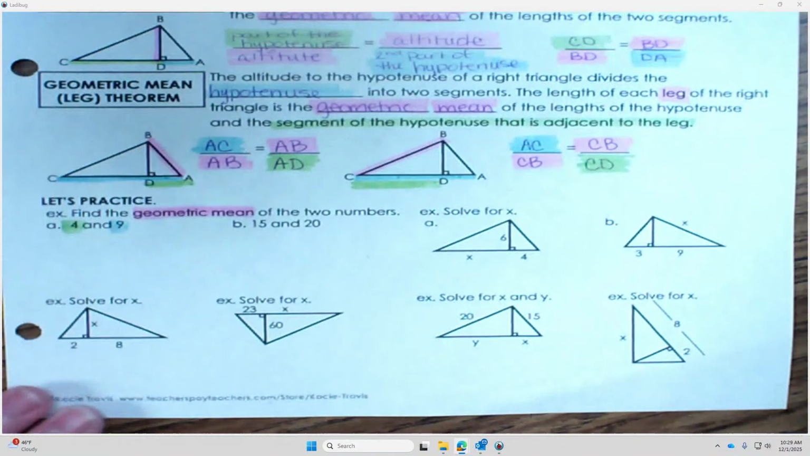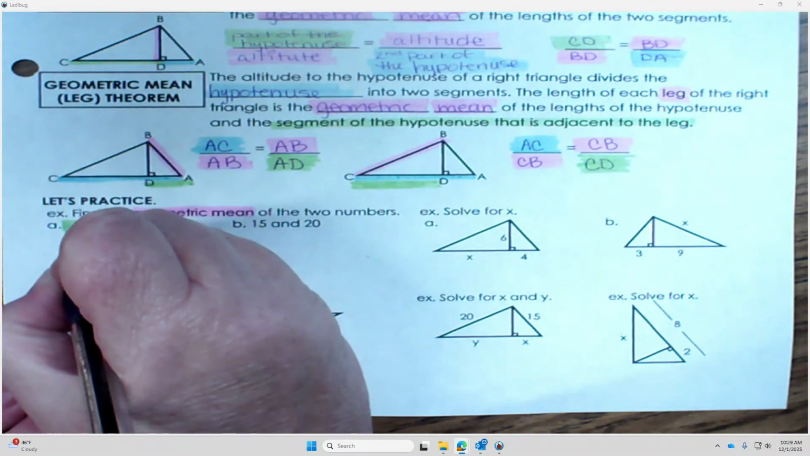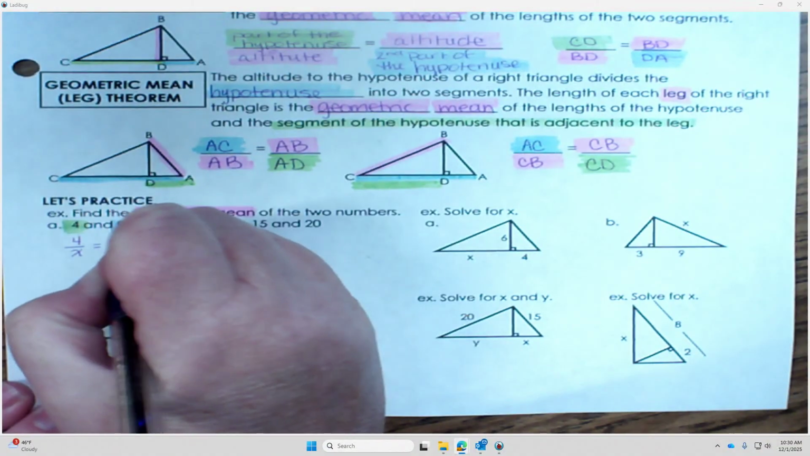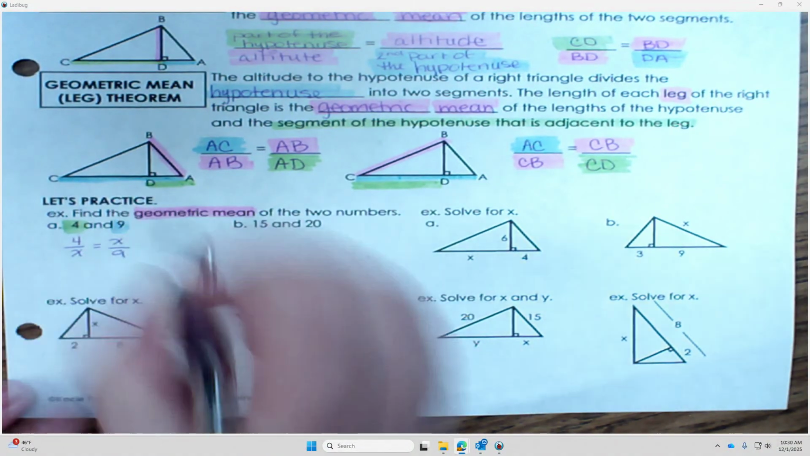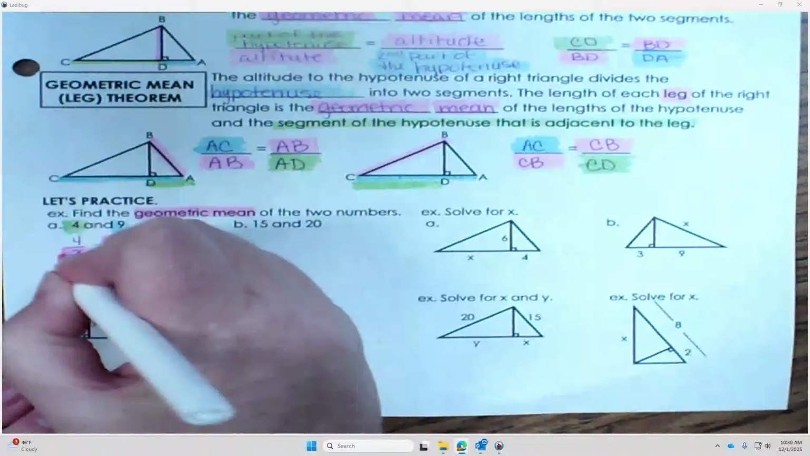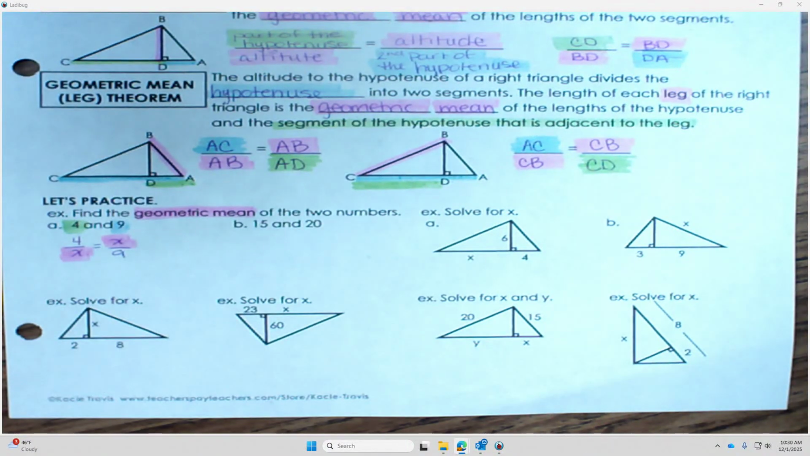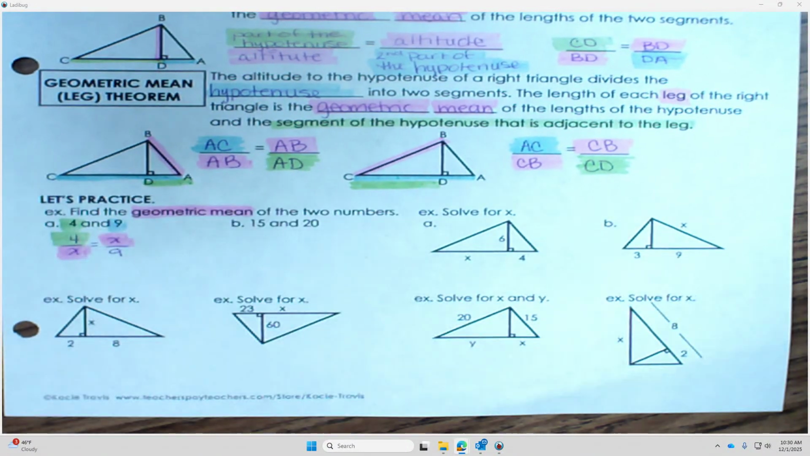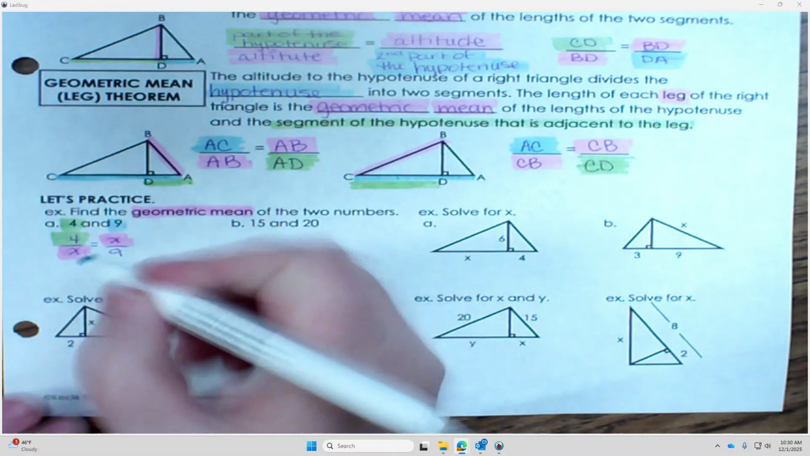Okay, so we're going to do 4 over x is equal to x over 9. And we can put our color coding in, so when we look at this later on a homework assignment, we have a really carefully color-coded process to use as an example to help us out.